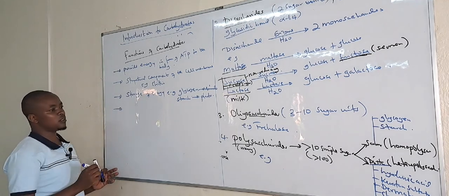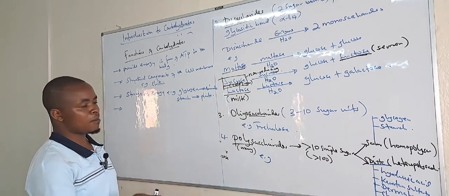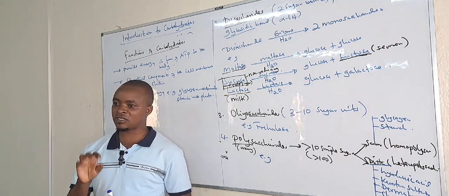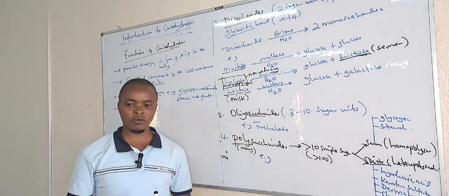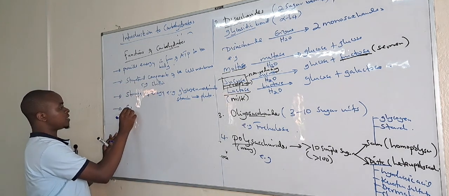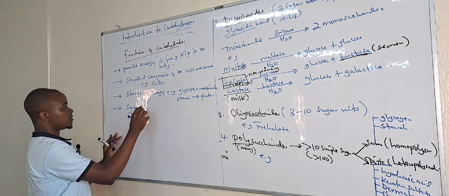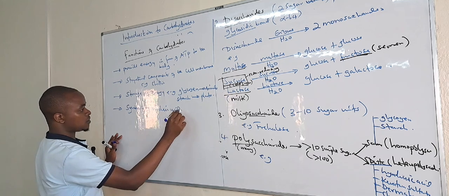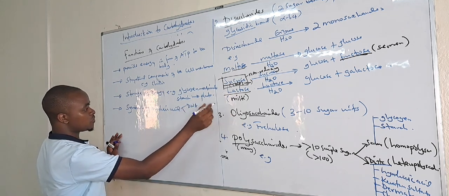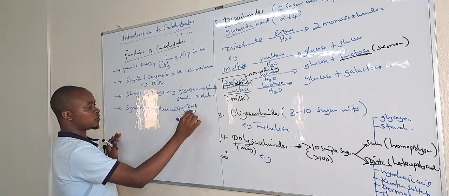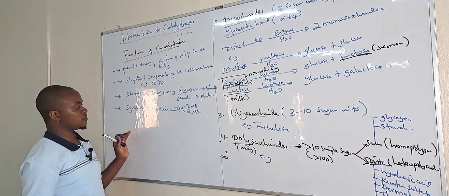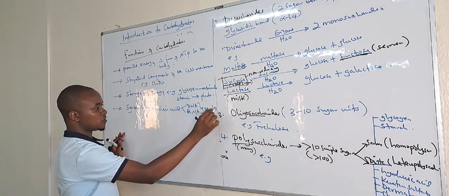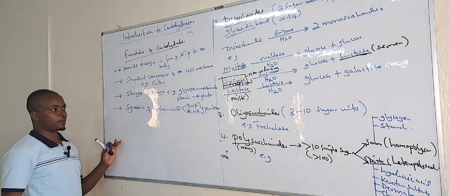Then another thing, among the examples of monosaccharides, we saw pentoses being used in the biosynthesis of DNA. So we can use carbohydrates for synthesis of nucleic acids like DNA, whereby we use deoxyribose, and for RNA we use ribose. The example here is pentoses, which is ribose sugar.